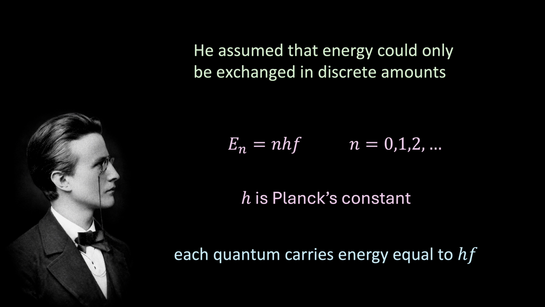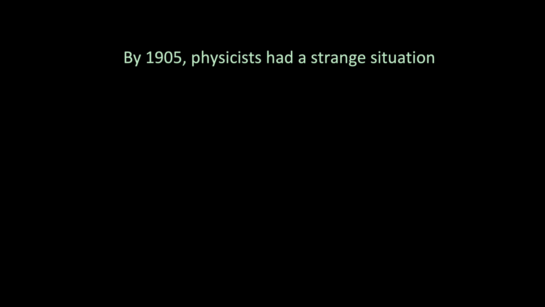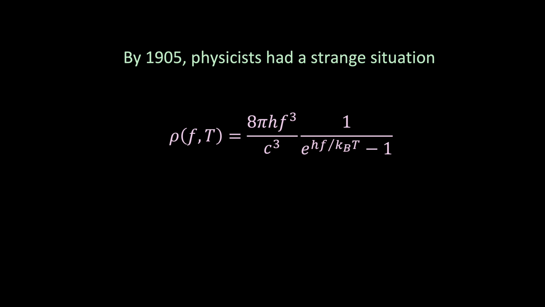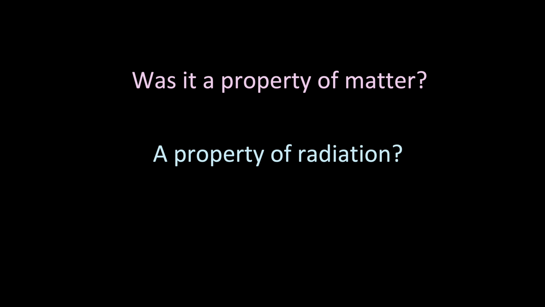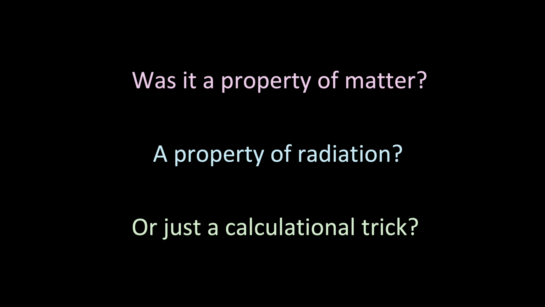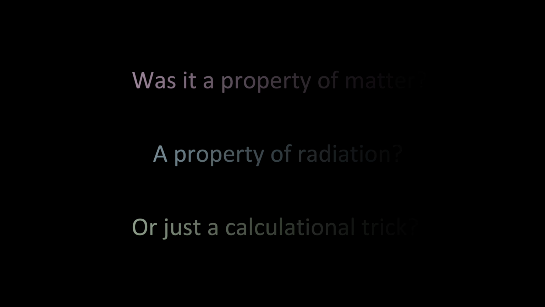And so by 1905, physicists had a strange situation. They had a formula that worked extremely well for describing the energy density profile of cavity radiation, and they had a calculation that relied on energy being exchanged in discrete chunks or quanta. But it was still unclear what, physically, this discreteness was telling them. For example, was it a property of matter, a property of radiation, or just a calculational trick? Planck had solved the problem of the spectrum, but he had not yet solved the problem of interpretation.